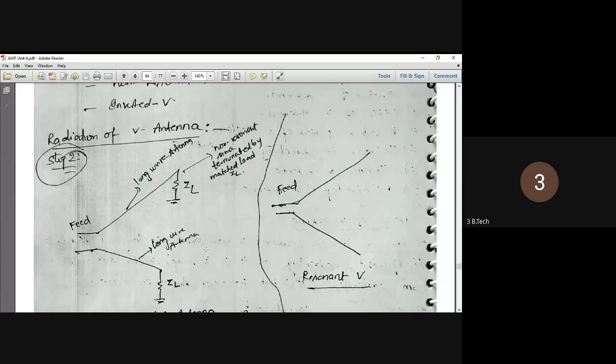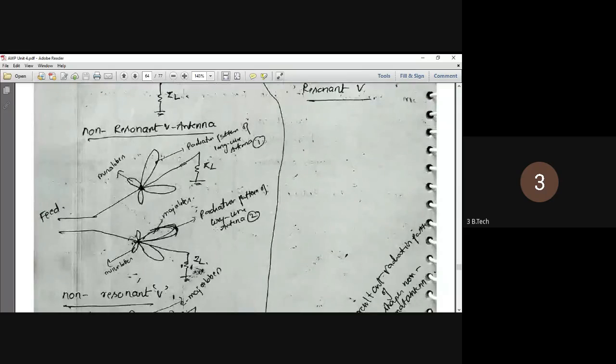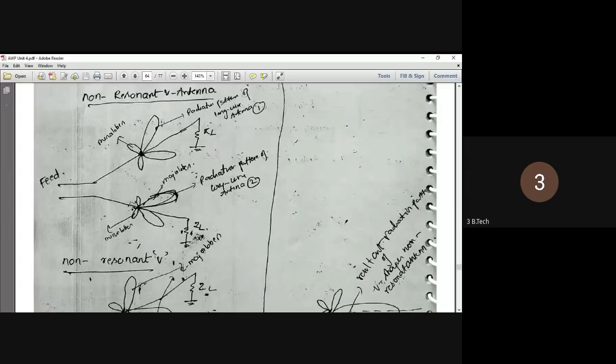In this, both the longer antennas are terminated with a load resistance, since it is non-resonant. So if you terminate with the load resistance, what happens here? A unidirectional radiation pattern is formed at longer antenna 1, and another unidirectional radiation pattern is formed at longer antenna 2.